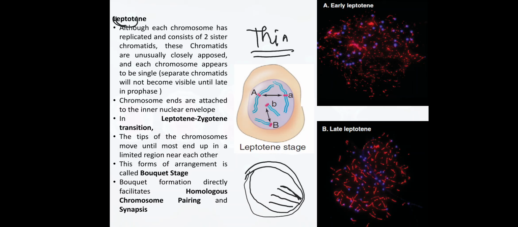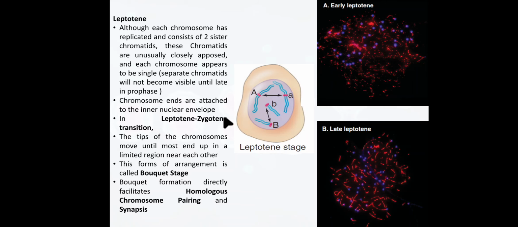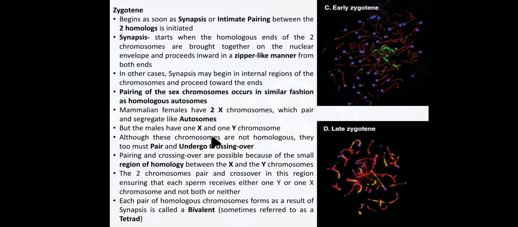Followed by this leptotene, the next stage is zygotene. It begins as soon as the synapsis or intimate pairing between the two homologs is initiated. The word synapsis here refers to intimate pairing between the two homologs, which is initiated in this stage.